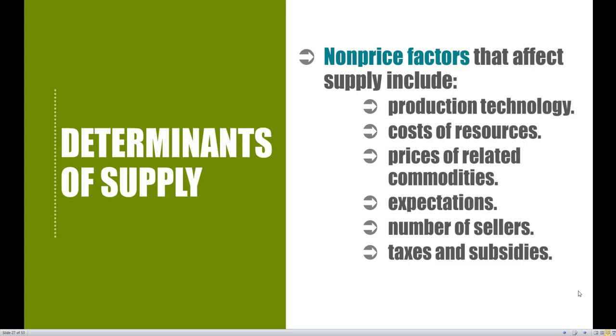Let's take a look at the determinants of supply. These are things that are going to shift our entire supply curve over to the right, or shift our entire supply curve over to the left.